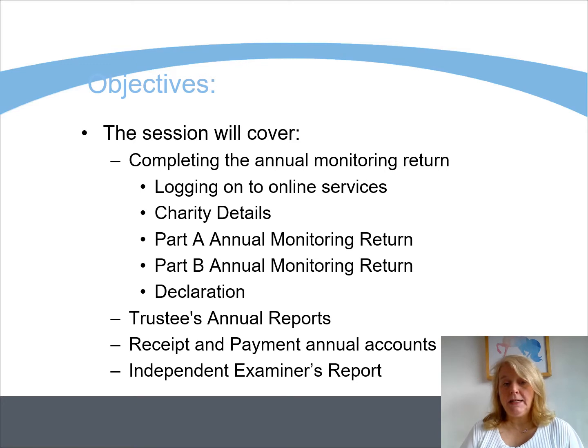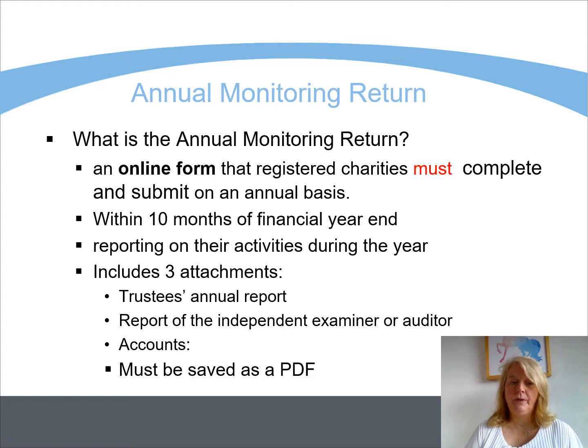During the next 20 minutes, I will look at completing the online annual monitoring return. I'll start by looking at how you log on to online services, how you update your charity details, completing Part A of the annual monitoring return, then Part B and the declaration that you need to complete. We'll then consider each of the 3 documents that you need to upload: the trustee annual report, receipts and payments accounts, and an independent examiner's report.